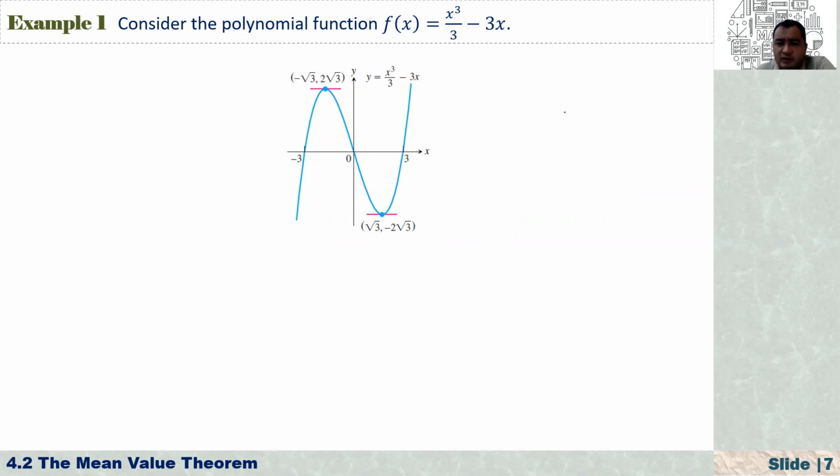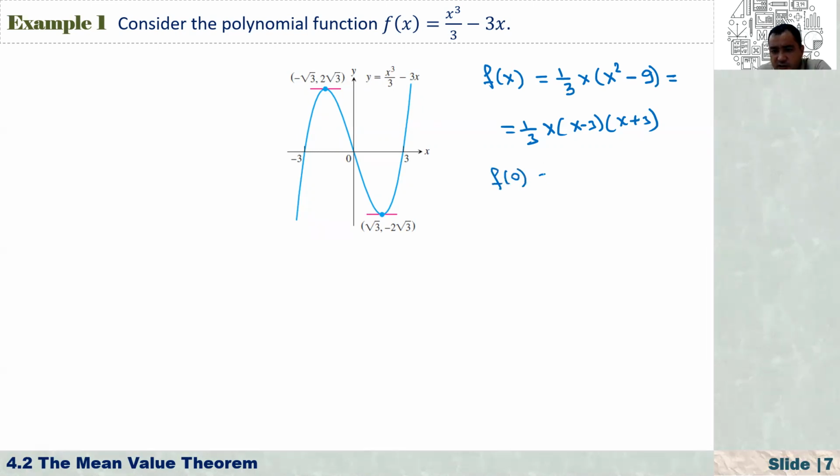Now if you solve this question, for example, f of x, let's just find the zeros of this function. Take 1 over 3 x out. So here we have 1 over 3 x, and what do we have here? x squared minus 9, which is equal to 1 over 3 x times x minus 3 and x plus 3, right? Which means that f of 0 is equal to f of 3, because also at 3 it is equal to 0, and also here at negative 3 it is equal to 0.